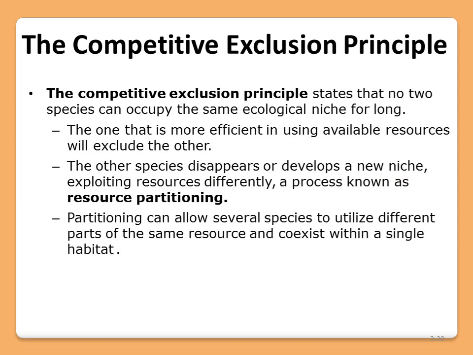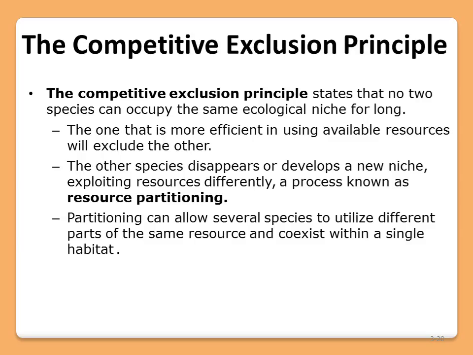The competitive exclusion principle states that no two species can occupy the same niche for long. So no two organisms are going to live in the exact same type of habitat and interact with the exact same organism. For example, live in the same place and eat the same food for very long, because one or the other of those organisms is usually going to be more efficient at using the resources and will exclude the other one.